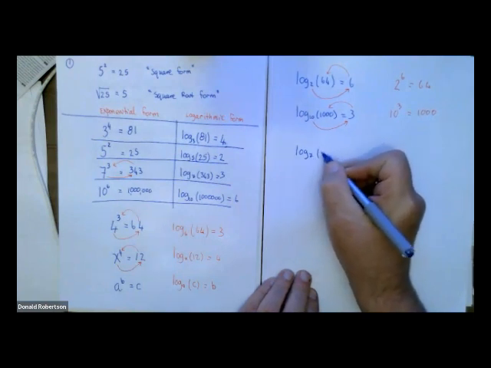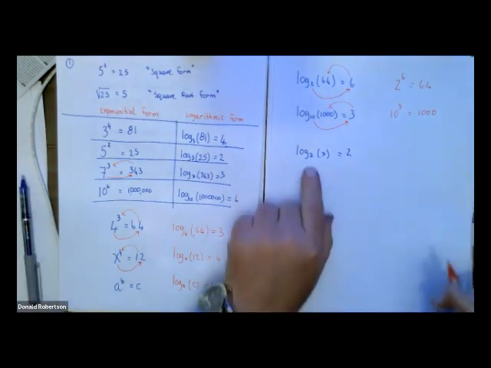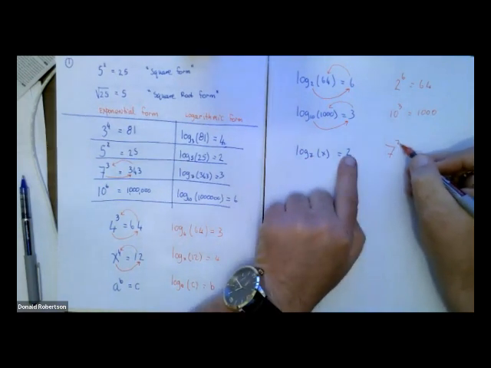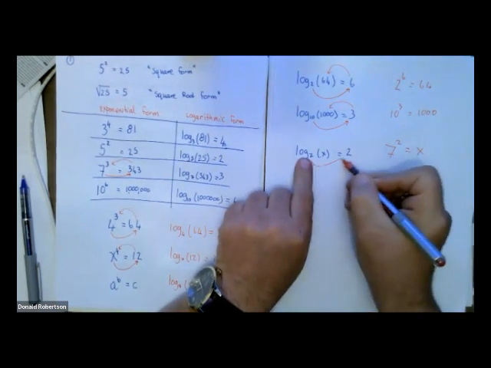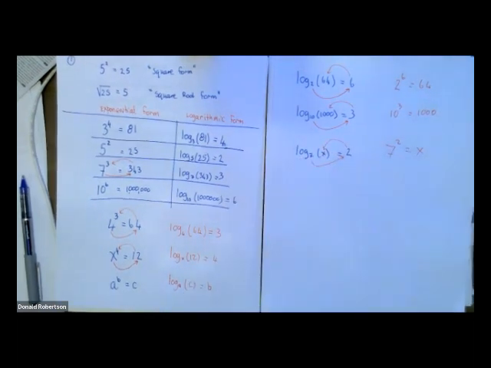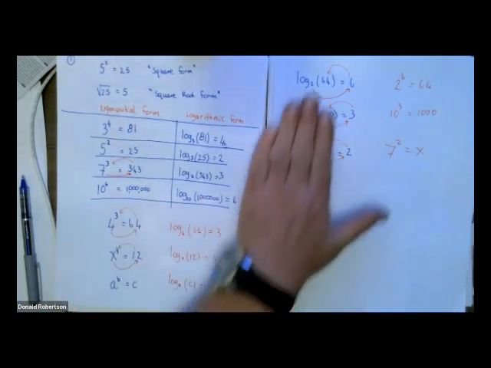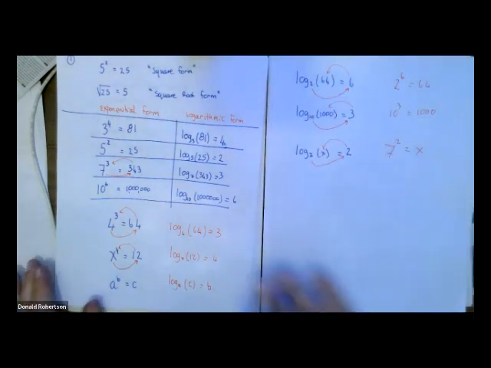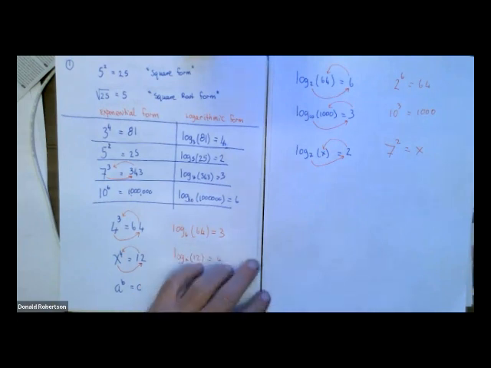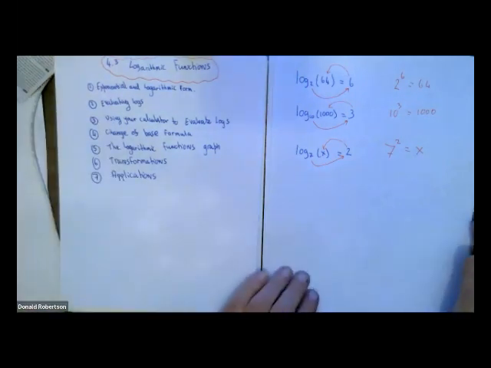You can even have variables. The log to base 7 of x is 2. Well, start with 7 to the power of 2 equals x. So we now have a way of taking information written in its exponential form and converting it into its logarithmic form, and information in its logarithmic form and converting it into its exponential form. And that's a skill building exercise, because eventually we're going to use that to evaluate logs.